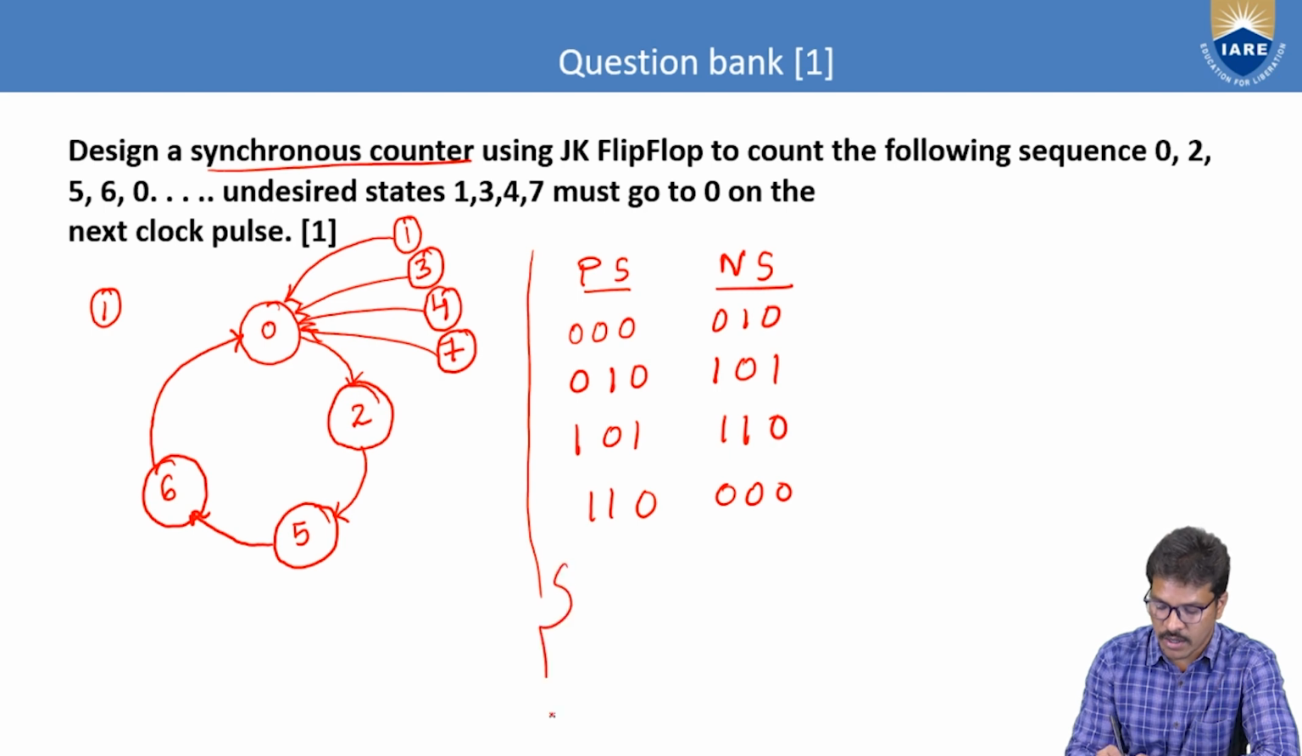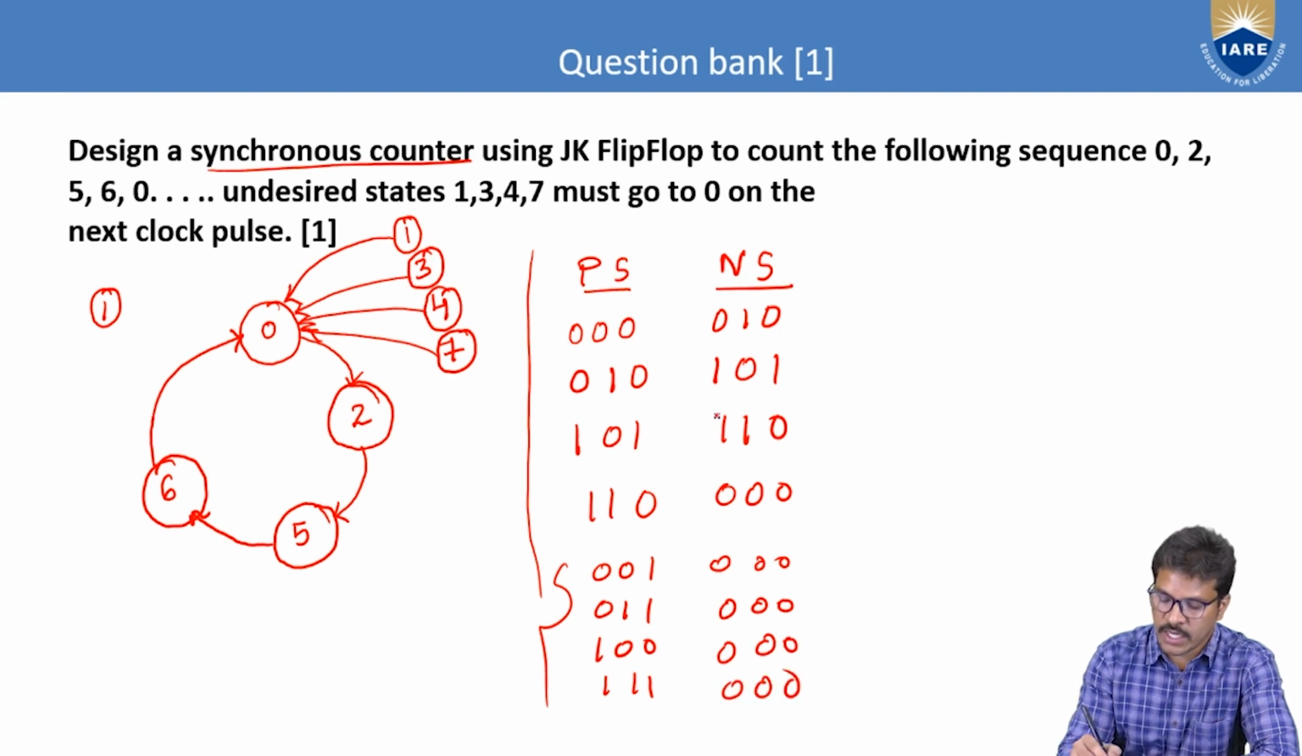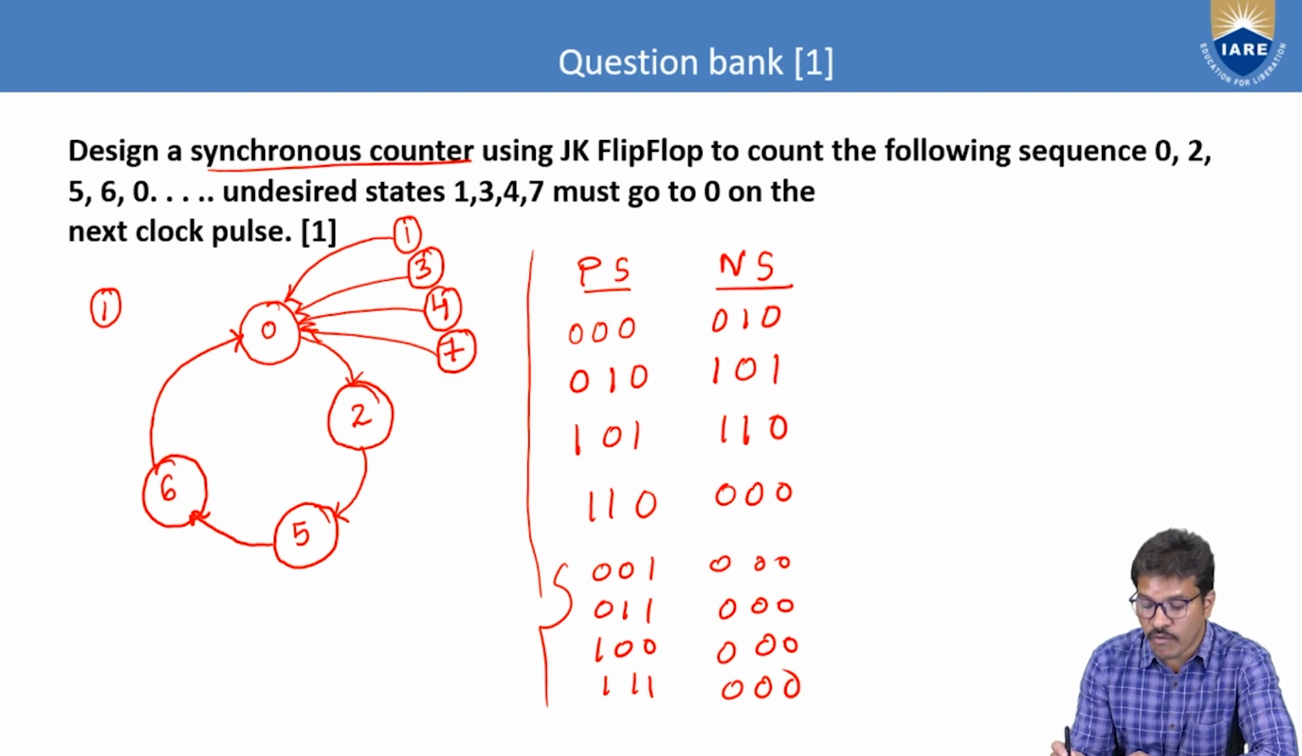And if the unused states are also mentioned in the table, 0 0 1, 0 1 1, 1 1 0, 0 1 1 1. Also we can take that as the same state, go to the 0 0 state. So once we take this one, then we can work out which type of flip-flops are required.